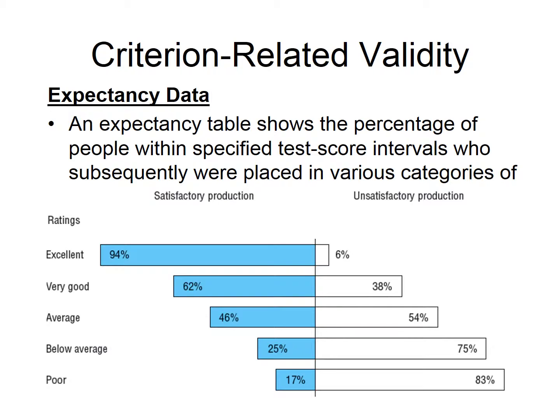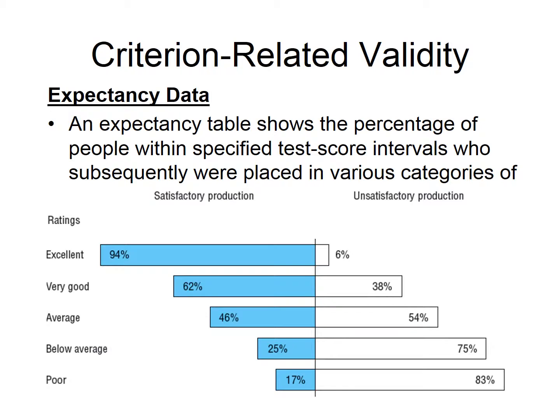Poor, below average, average, very good, and excellent. So we're categorizing applicants to a job into these categories based on our measure. We now have to wait. We have to wait till they work at the company long enough for us to get performance data. And if we find a chart that looks like this, we're finding further evidence that we have predictive criterion-related validity.